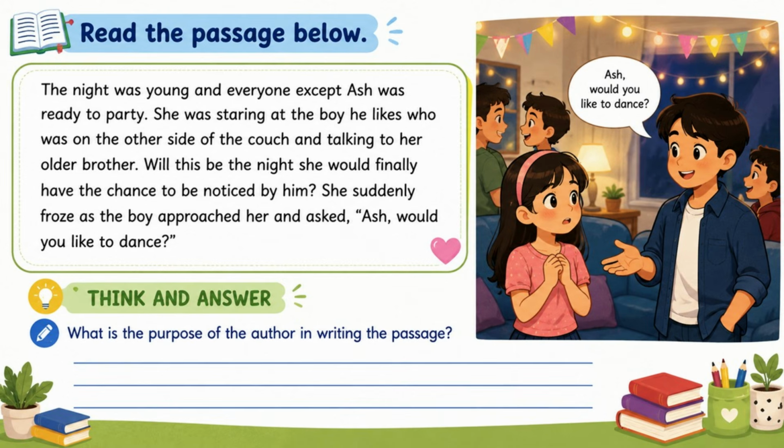The night was young, and everyone, except Ash, was ready to party. She was staring at the boy she likes, who was on the other side of the couch, talking to her older brother. Will this be the night she would finally have the chance to be noticed by him? She suddenly froze as the boy approached her and asked, "Ash, would you like to dance?" What is the purpose of the author in writing this passage?